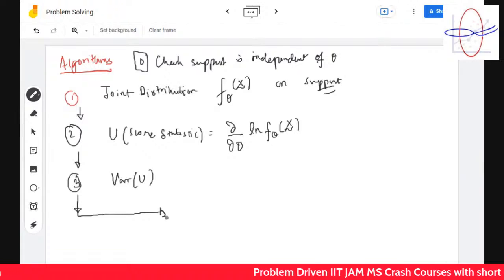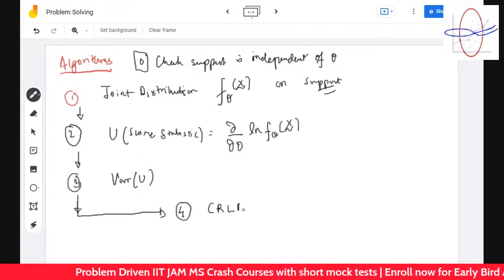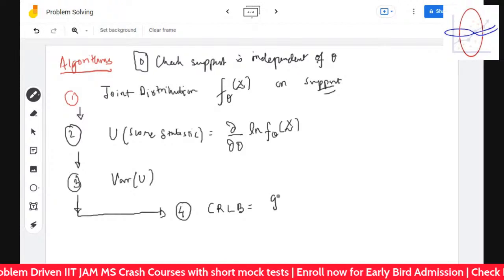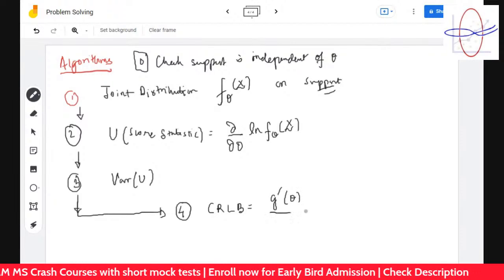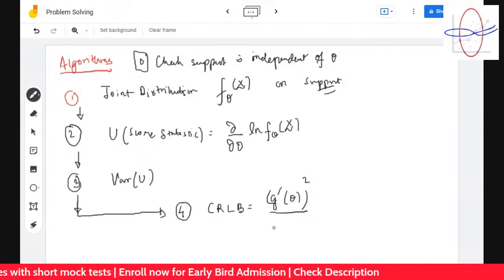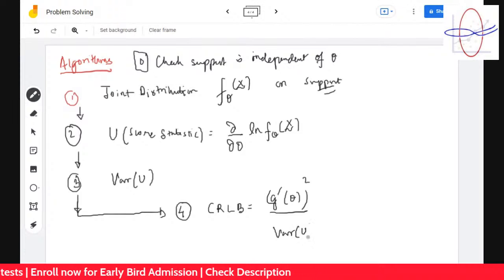Step 4: the CRLB is g dash of theta whole square divided by the variance of U.